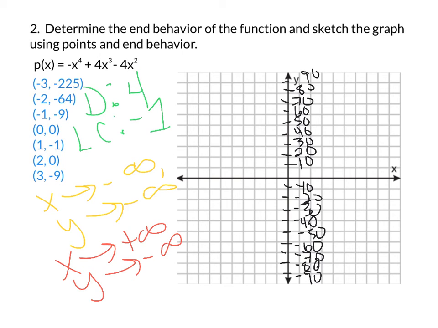If I go to -2, -64, that point would be right about here. -1, -9 would be approximately right here. 0, 0. Let's see, 1, -1. 2, 0, and 3, -9.